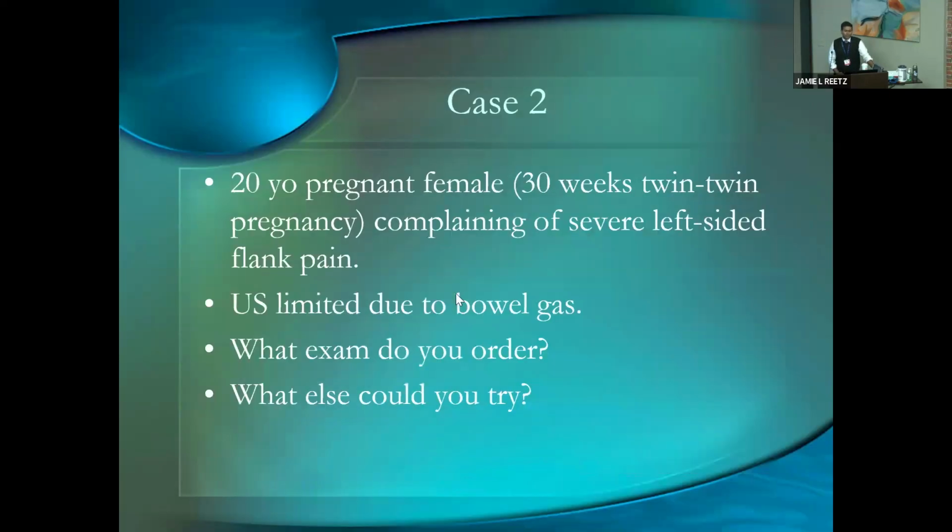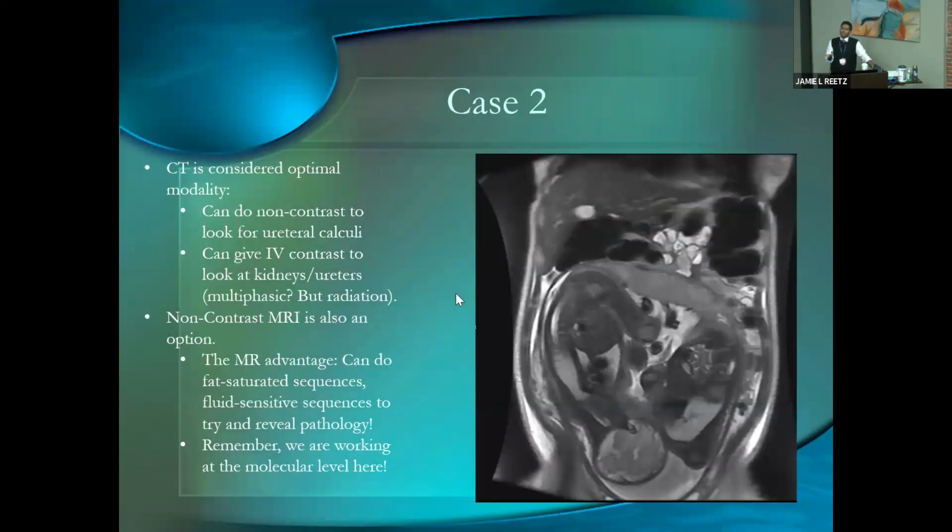Case 2, pregnant patient with twin gestation coming in, very small habitus patient, severe left-sided flank pain, ultrasound not useful. What exam would you order? Optimal modality. Again, spoiler alert, I would think that CT is actually the optimal modality here.